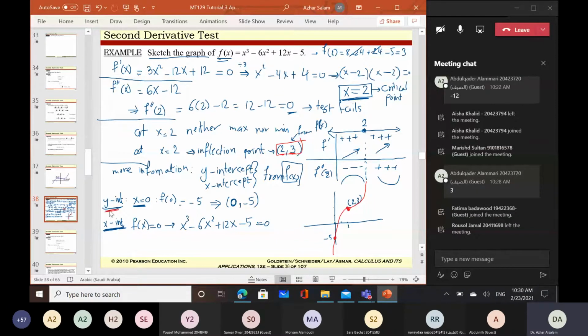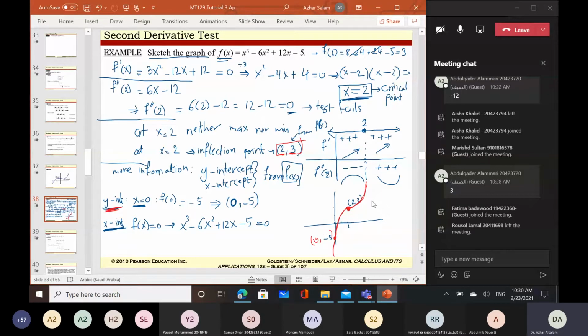And also I use the y-intercept, which is here 0 and minus 5. This is the point 0 and minus 5 at the y-axis. So it intersects with the x-axis at some point here. Okay, and it's concave down. The most important thing is that it's concave down like that. And after 2, it will be concave up. This is the most important thing in sketching this graph.